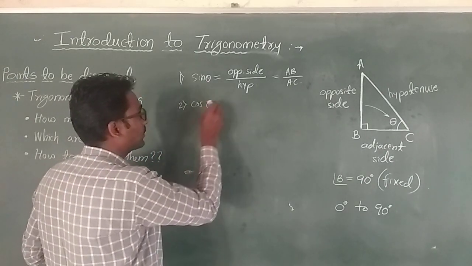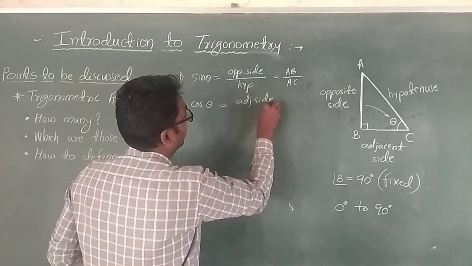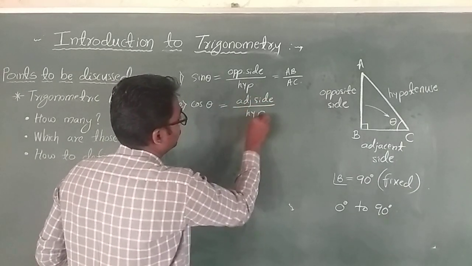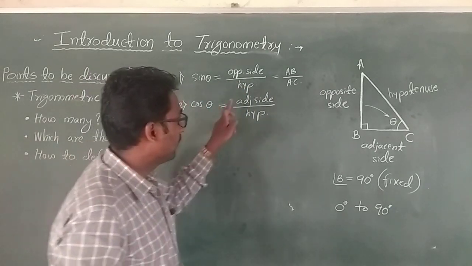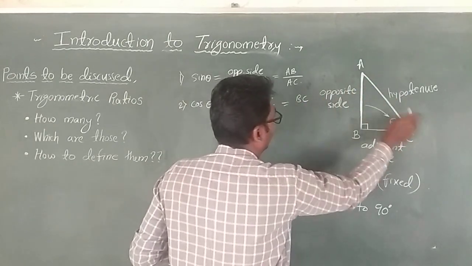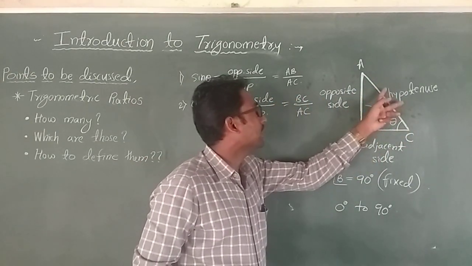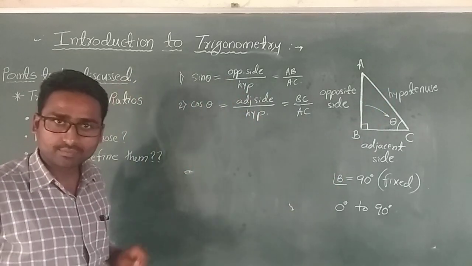Therefore, we can write cos theta is equal to adjacent side by hypotenuse. Now in the diagram, adjacent side is BC and the hypotenuse is AC. Therefore, BC by AC is nothing but cos theta.